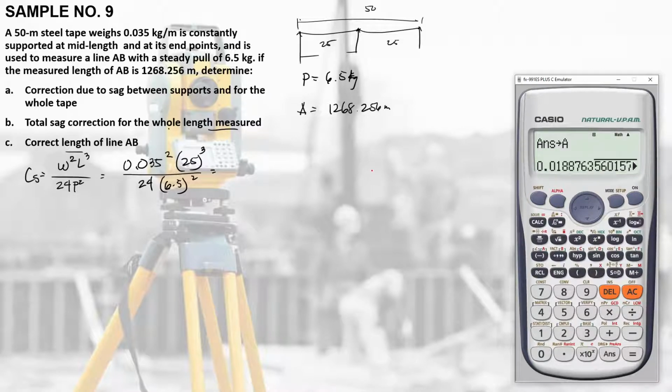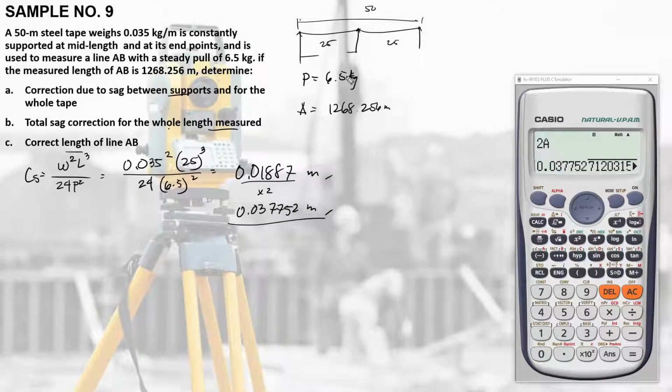So per sag between support 0.01887 etc. between supports. And then for the whole tape, so dahil equal naman siya, identical, mid-length, multiply lang natin siya ng 2 for the whole tape. So kada gagamitin natin si tape, kailangan natin siya i-correct ng 0.03. So 0.037752 meters. So either dyan. So sag between supports, eto. For the whole tape, eto. Total sag correction for the whole length measured. So basically alamin lang natin kung ilang beses natin siya ginamit. So ang tape natin is 1268.